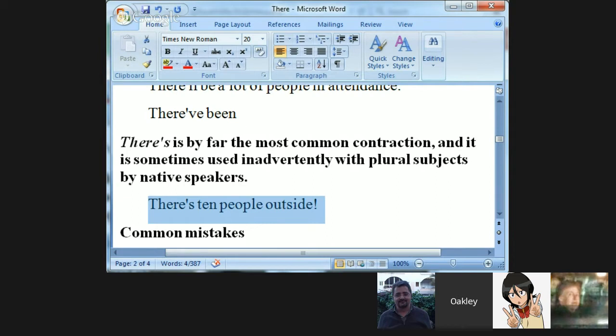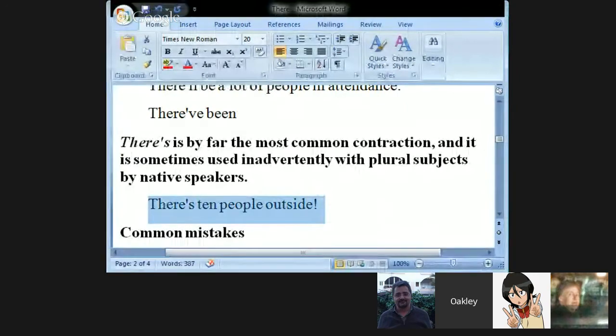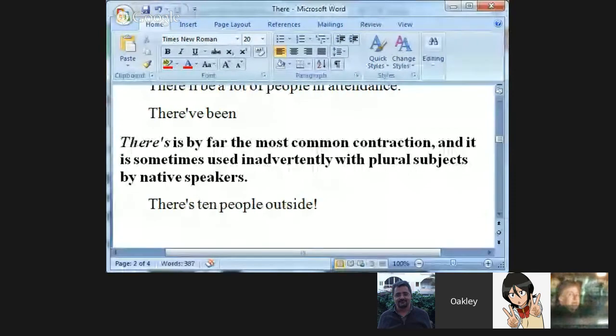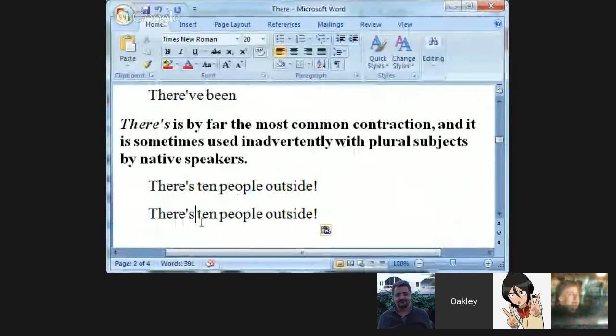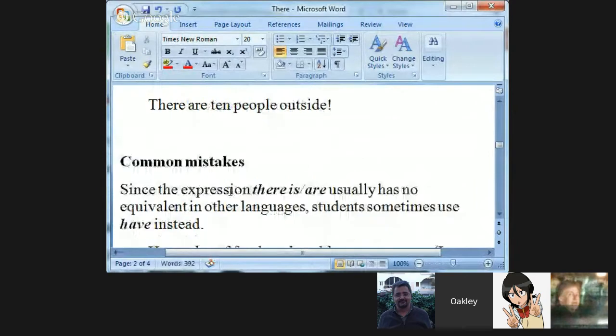Kimura, are you connected? Yeah, it's crazy connection. Sorry. Okay, Ken or Vicente, do you know? Are. Yeah, that's it. That's right. Exactly. It should be. And believe me, you will most certainly hear native speakers make this mistake all the time. It should be there are 10 people outside. All right.